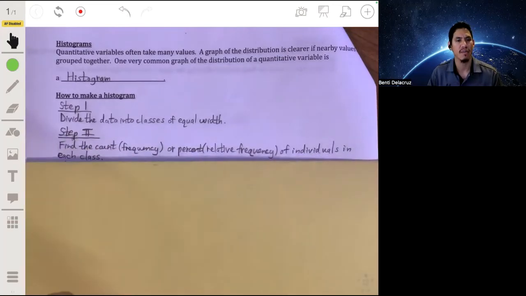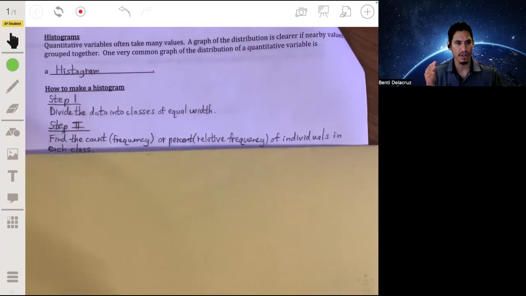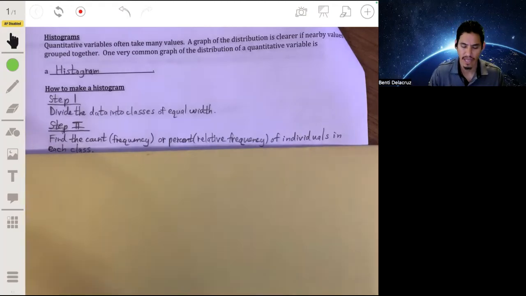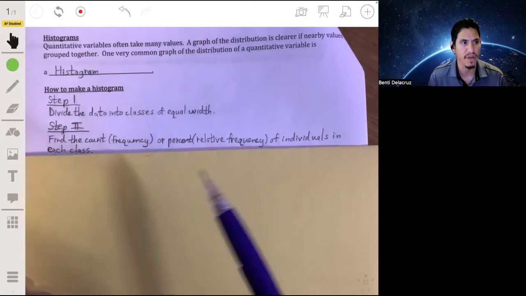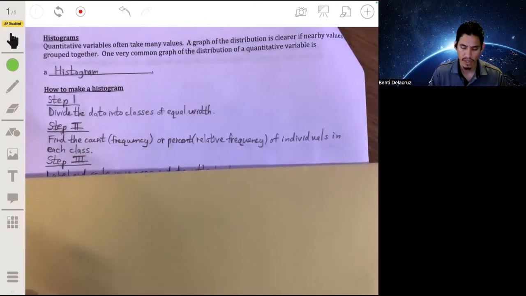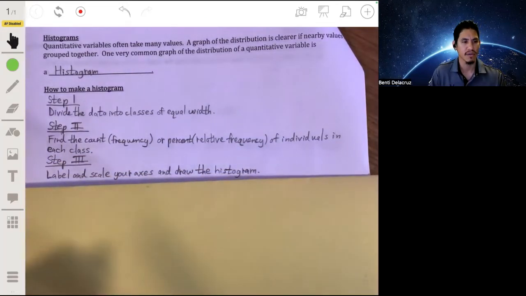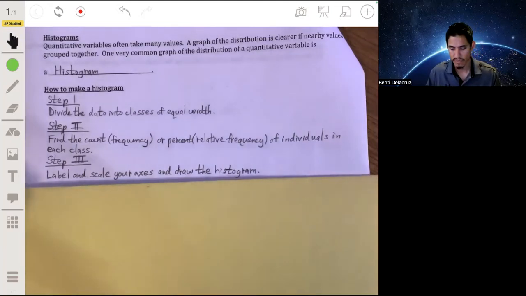Next, you're going to count how many of the total individuals are in each group or in each class. So how many are between 5 foot and 5'4", 5'4" and 5'8", and so forth. Now you can either use the actual count, the frequency, or the percent, the relative frequency, depending on what you want to do. And then you just need to label and scale your axes and draw the histogram appropriately.